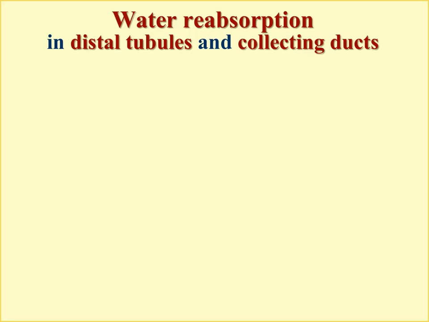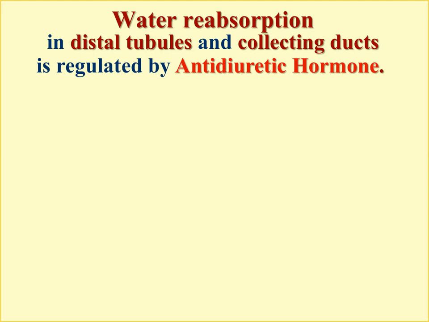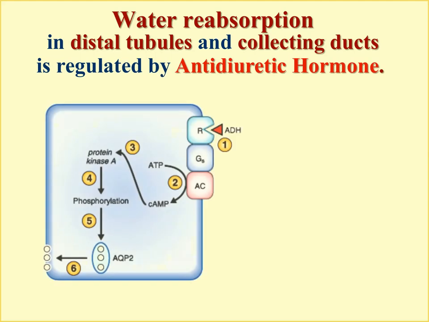Water reabsorption in distal tubules and collecting ducts is regulated by antidiuretic hormone. This hormone is a peptide, and so it's water soluble and not soluble in the phospholipids of the membrane. Therefore, it uses the 7 TMS receptors, 7 transmembrane receptors located in the outer membrane of cells on the basolateral side, which faces the blood capillaries.